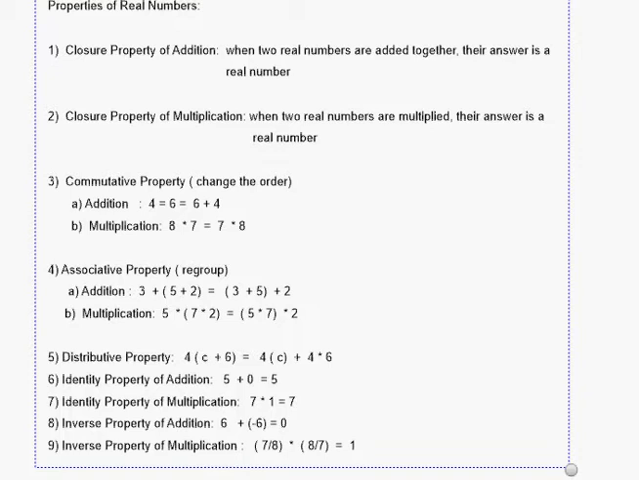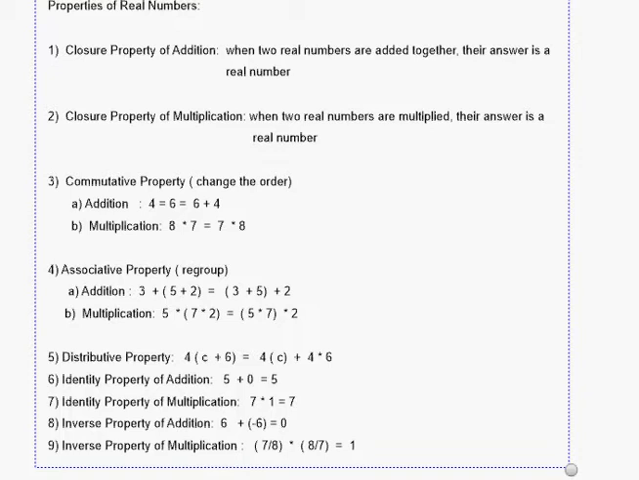Properties of real numbers. Closure property of addition. When two real numbers are added together, their answer is a real number. Closure property of multiplication. When two real numbers are multiplied, their answer is a real number. Commutative property. Change the order.